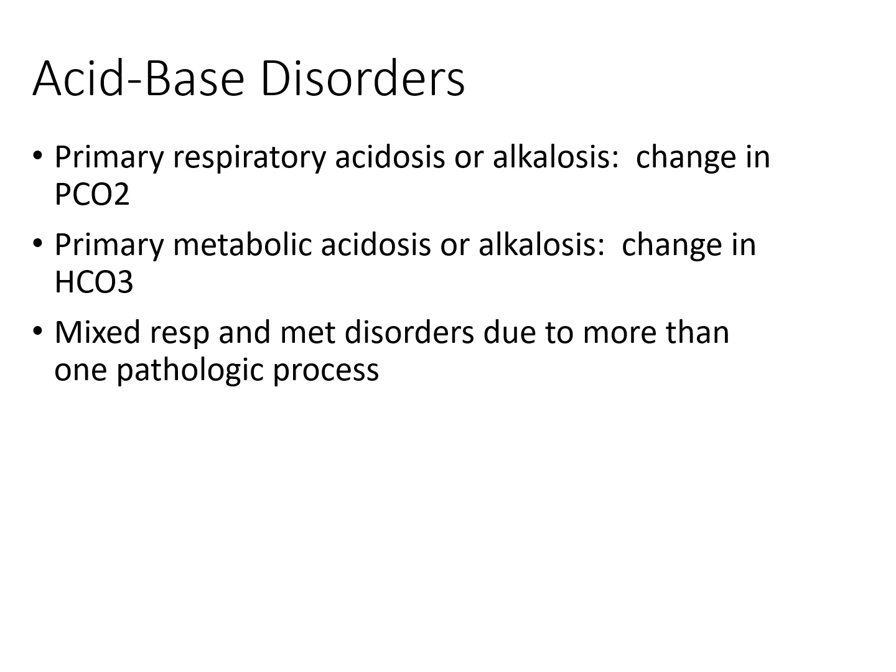Some acid-base disorders. So we have primary respiratory acidosis or alkalosis. This is caused by changes in partial pressure of carbon dioxide. So acidosis is an elevated partial pressure of carbon dioxide, so hypoventilation, and alkalosis is a decreased partial pressure of carbon dioxide, so hyperventilation. Primary metabolic acidosis or alkalosis is caused by changes in bicarbonate concentration, and mixed respiratory and metabolic disorders can occur when more than one pathological process affects the acid-base balance simultaneously.